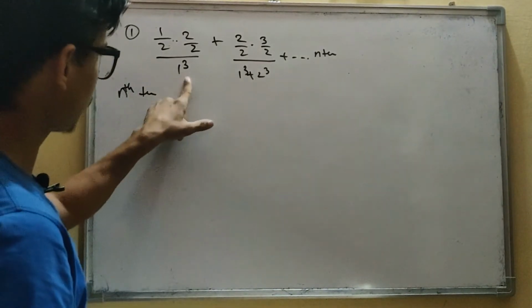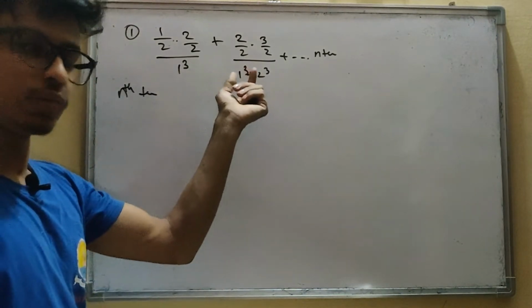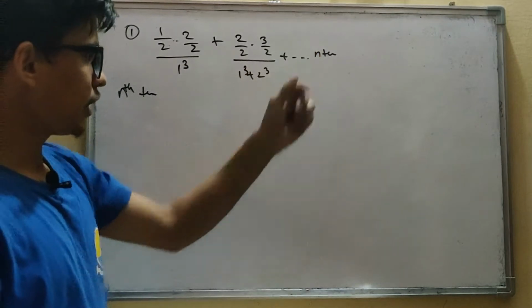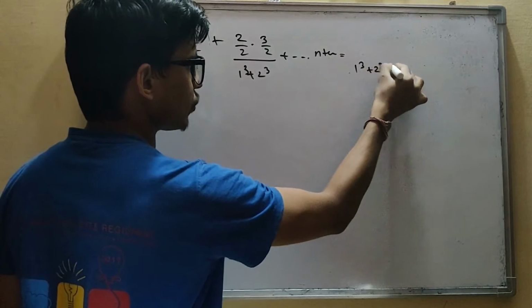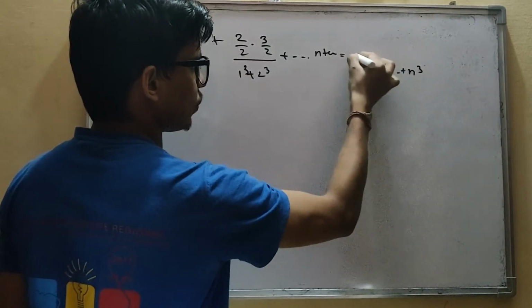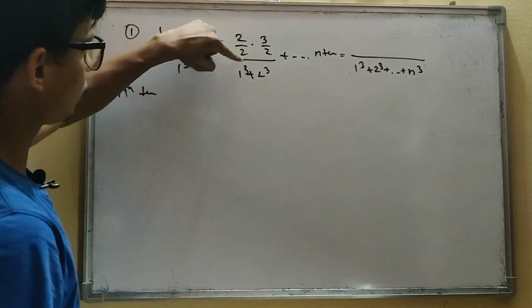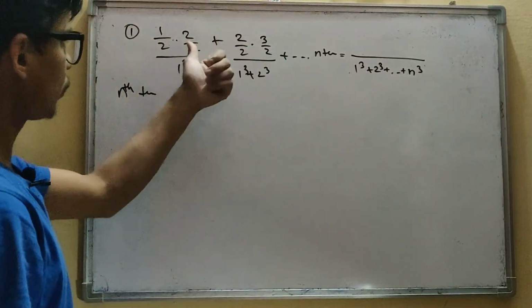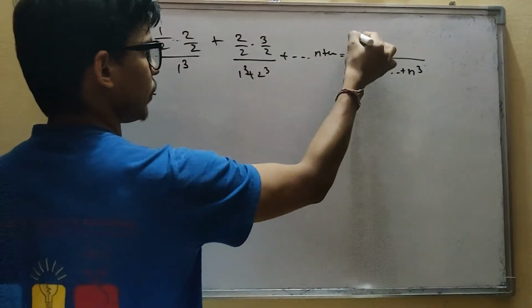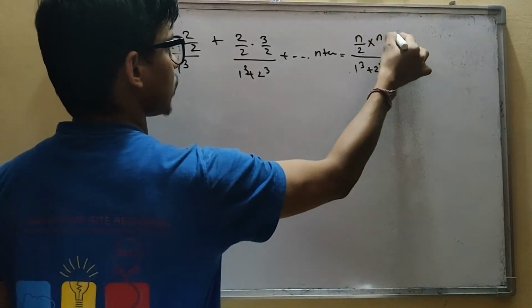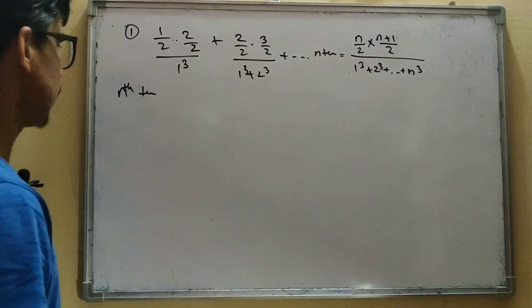Observe the pattern. 1 cube plus 2 cube means the sum of cubes of the first two natural numbers. And the nth term is going to be like this: 1 cube plus 2 cube plus and so on, n cube. And in the numerator it is 1 upon 2, 2 upon 2, 3 upon 2, like this. 2 is going to be constant, right? So 2, and in the upper part it is n, and in the second part it is going to be n plus 1 divided by 2. So this is how you can calculate the nth term.